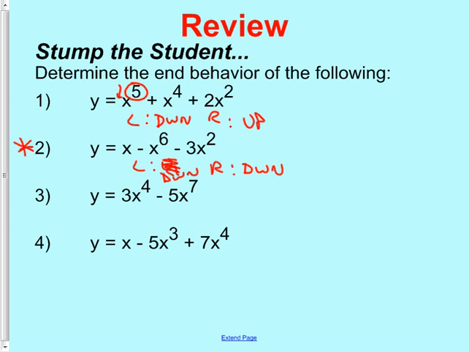Okay, good. Next one. Of these two, this one's the lead coefficient, so it's negative. So on the right, it should be down. And then on the left, it should be the opposite of that because it's an odd one, so they should be different, and so it should be up. Up, then down. Raise your hand if you got that one right.